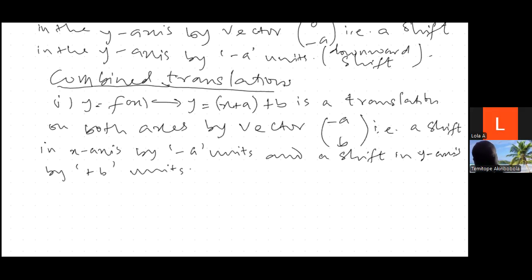So what does that mean? It simply means that it will shift to the left horizontally and it will shift upward vertically because it is plus b. Do you understand that now? It will shift to the left in the x-axis and it will now move up vertically on the y-axis. So that's the meaning of the combined translation. Does that make sense to you?